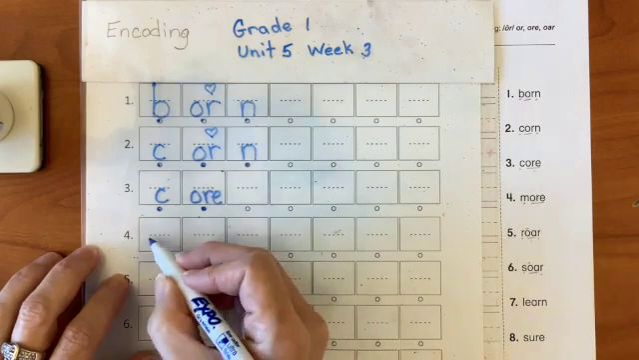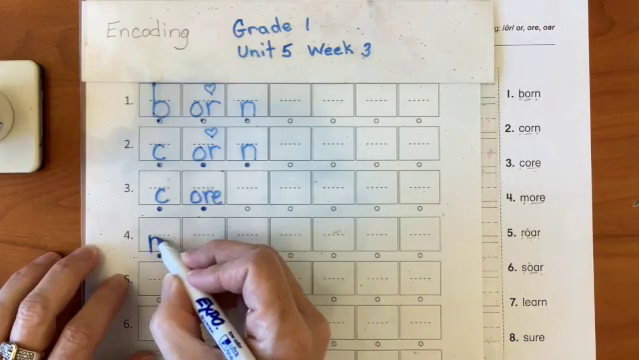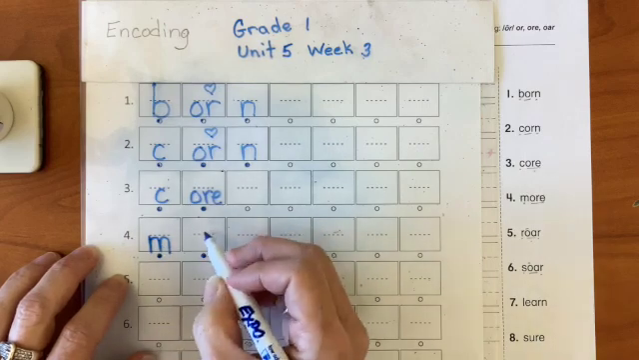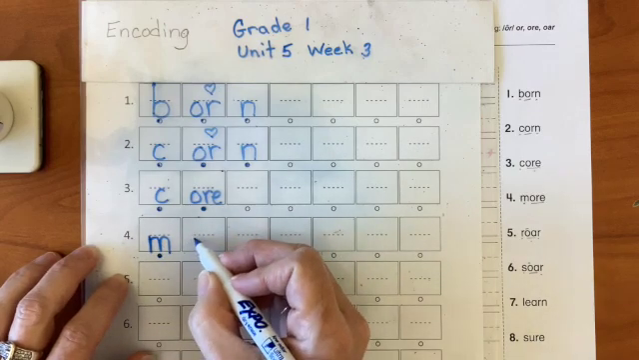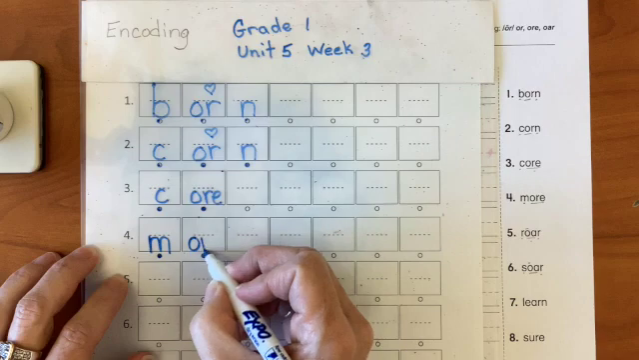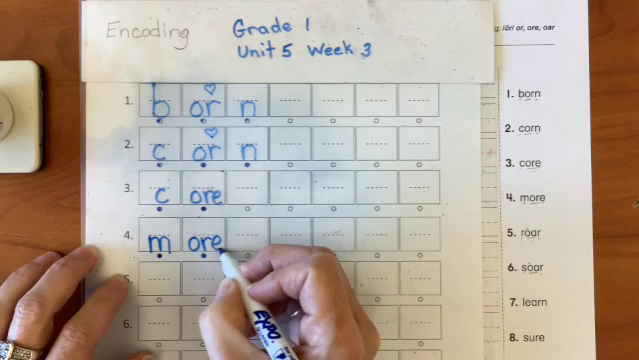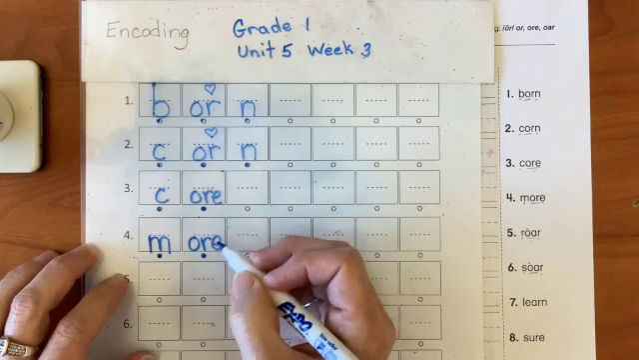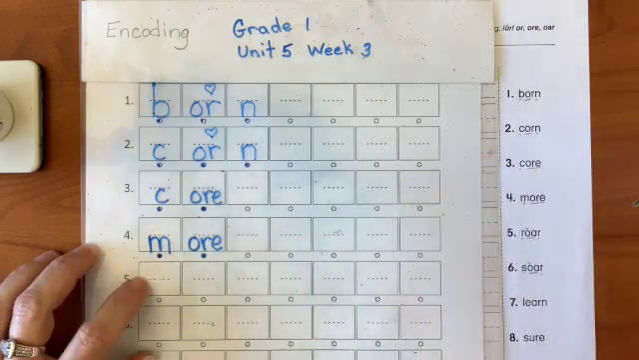The next one is more. Or. Make all your letters the same size, then your handwriting will be beautiful. And or is O-R-E, because that is the pattern that we like at the end of a syllable or a word. I'm going to erase these.